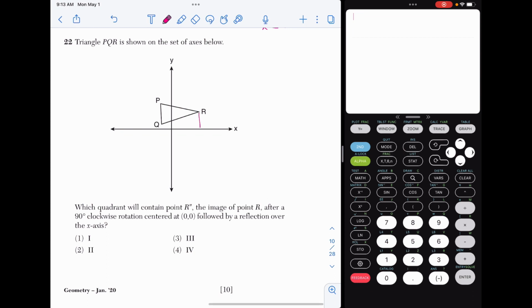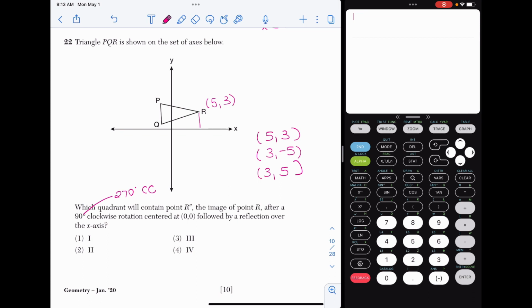I don't have actual coordinates here, but let's say that maybe R looks like 5, 3, if I had to give it coordinates, something around there. So if I do a 90 degrees clockwise rotation, that is the same as 270 counterclockwise. So 5, 3, I would negate the x and switch. And then reflection over the x-axis would negate the y value. So I'd get 3, 5.